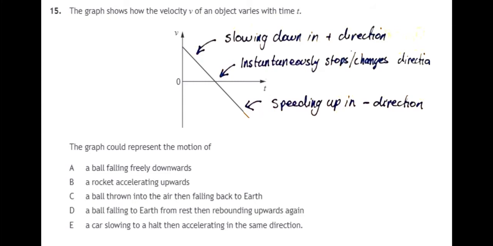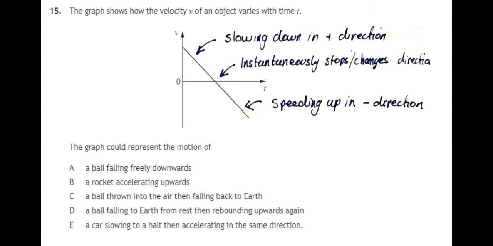So which of the options would satisfy that criteria? Well, a ball falling freely downwards would not change direction. It continues to fall in one direction, so it's not that. A rocket accelerating upwards accelerates in one direction, upwards.